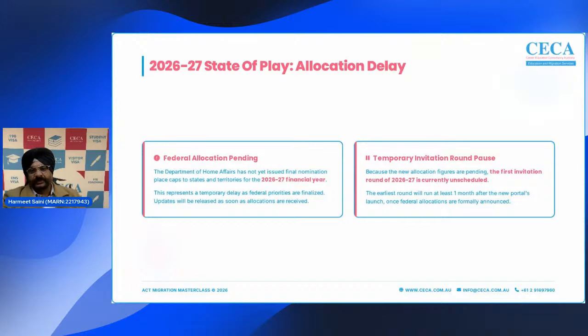Because the new allocation figures are pending, the first invitation round for the 2026-2027 financial year is currently unscheduled, but they're going to schedule it within a month when the seat allocation is finalized.